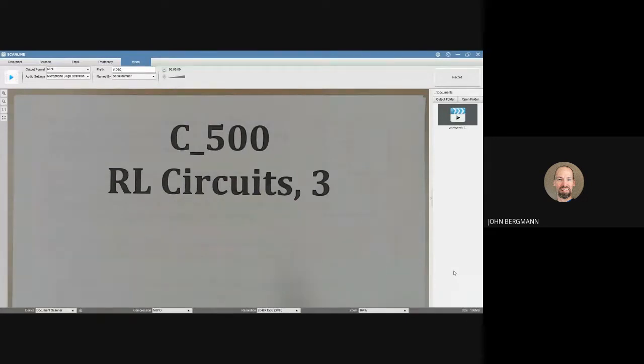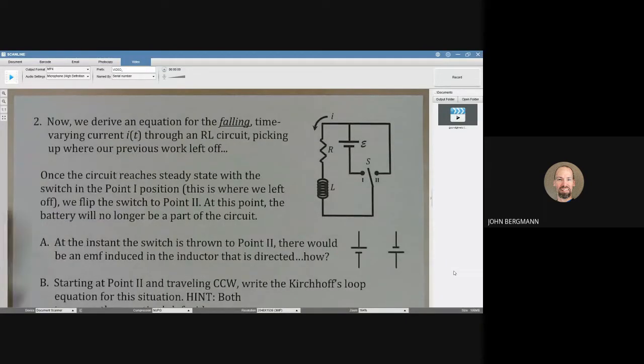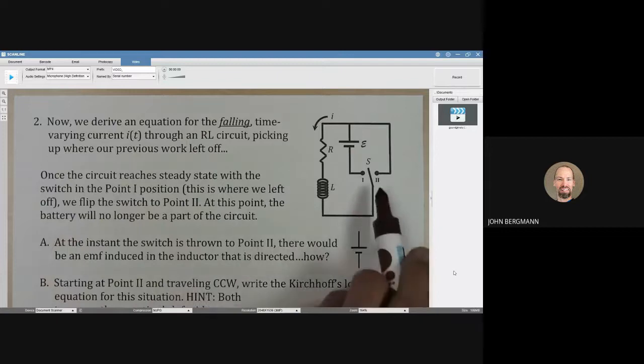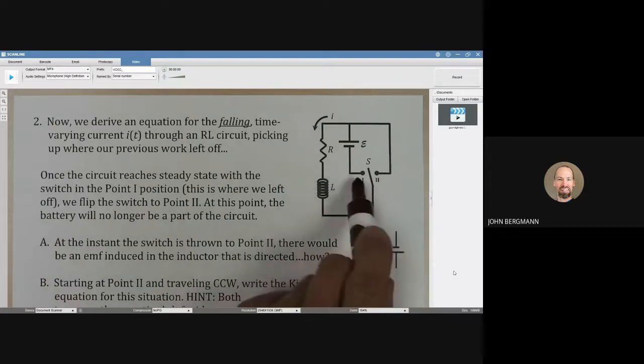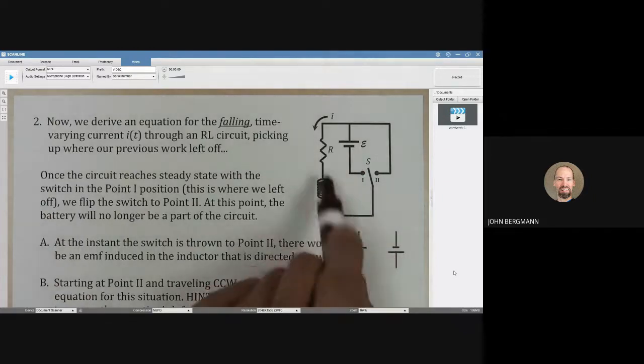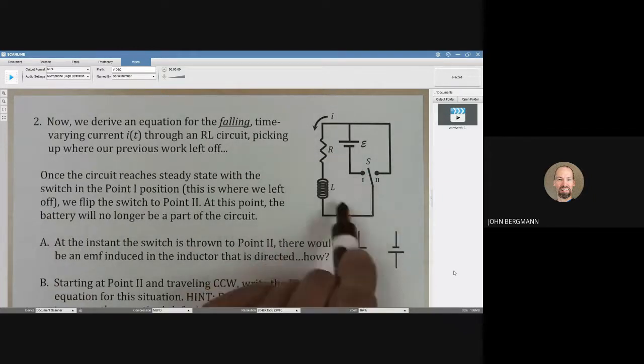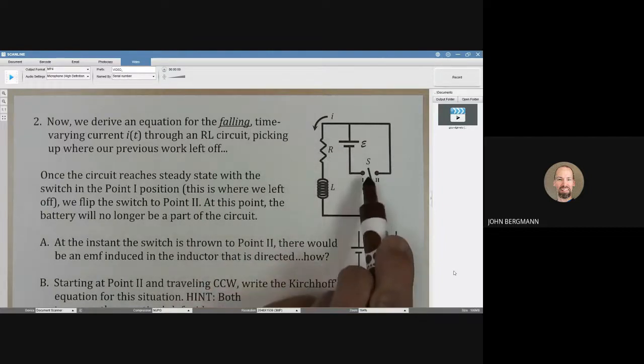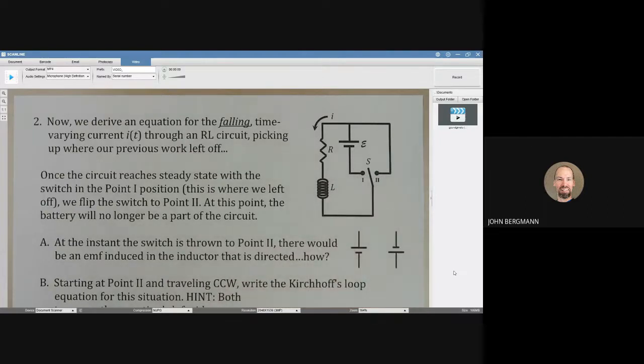RL Circuits 3. Now we derive an equation for the falling time-varying current through an RL circuit, picking up where our previous work left off. Now, what was that previous work? In an earlier video, we flipped the switch to point 1 here, and we derived an equation for the current changing with time as it went counterclockwise around the left side of the circuit. Now we're going to flip the switch over to point 2 and figure out what's going on.